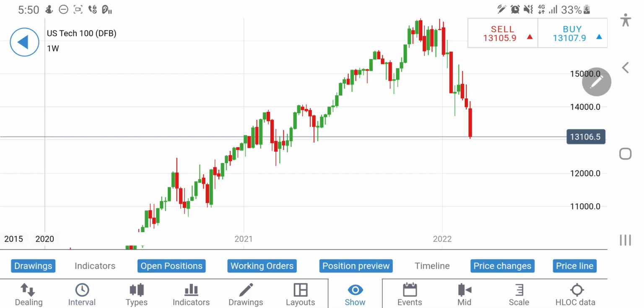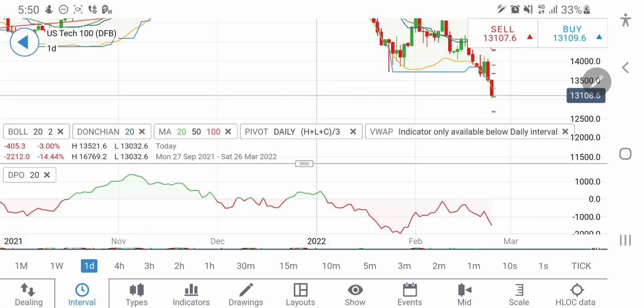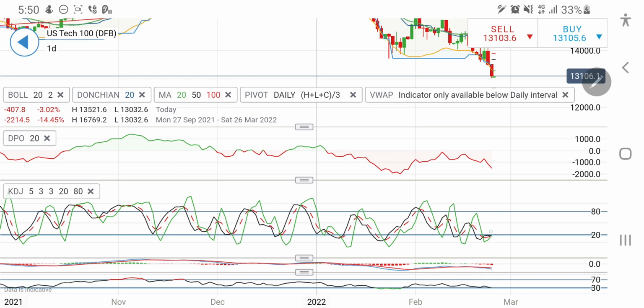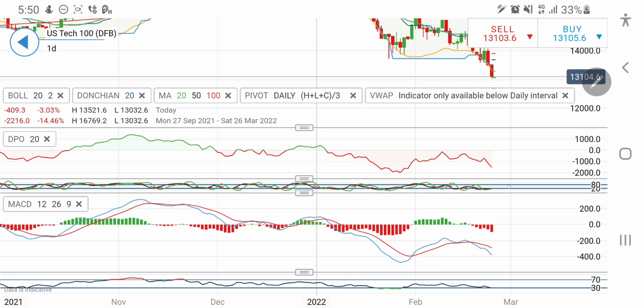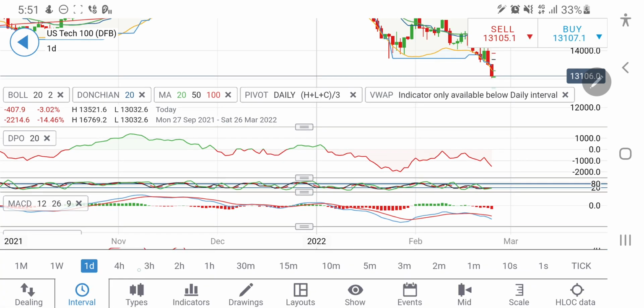Now let's have a look at the indicators here. Indicators on the daily charts: trading outside the Bollinger Bands, trading below the channels, trading below everything, trading in an extremely weak environment. Downside, the bottom is quite far, and it can continue to trade towards 12,700, 12,600, and in fact below levels also. The DPO has again turned red and is looking downwards. The stochastic is oversold and continuously looking down. The MACD lines are wide and divergent, and RSI is again hitting oversold levels here.